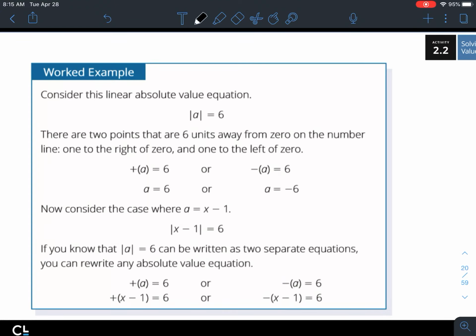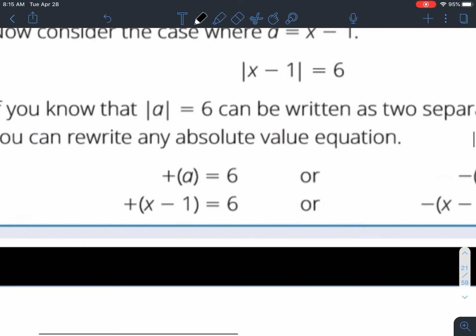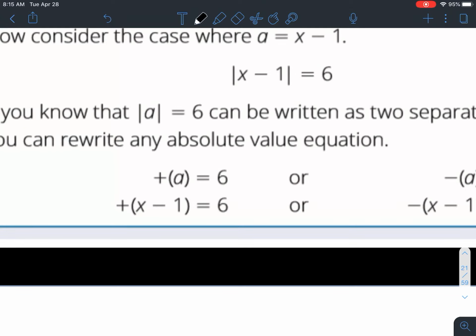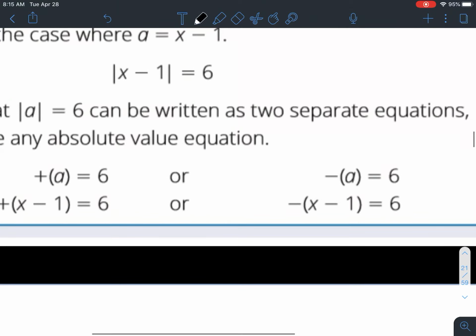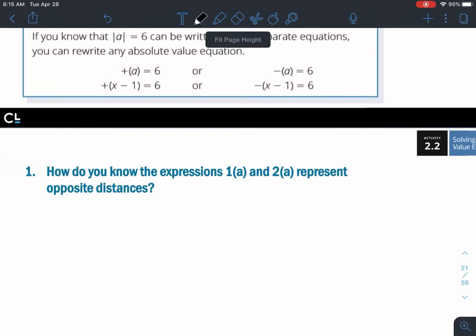Now consider the case where A equals x minus 1. The absolute value of x minus 1 is equal to 6. If you know that the absolute value of A is equal to 6, it can be written as two separate equations. You can rewrite any absolute value equation as positive A is equal to 6 or negative A is equal to 6. And because we know x minus 1 is A, we just substitute it in. x minus 1 is equal to 6 or negative (x minus 1) is equal to 6.